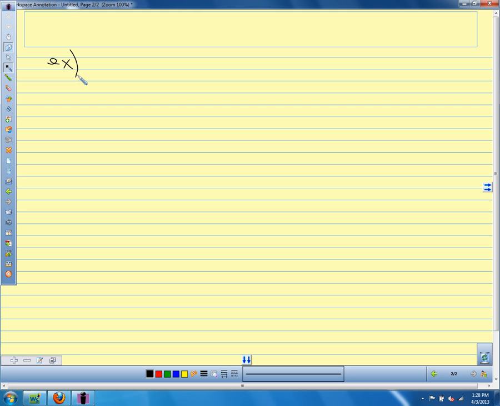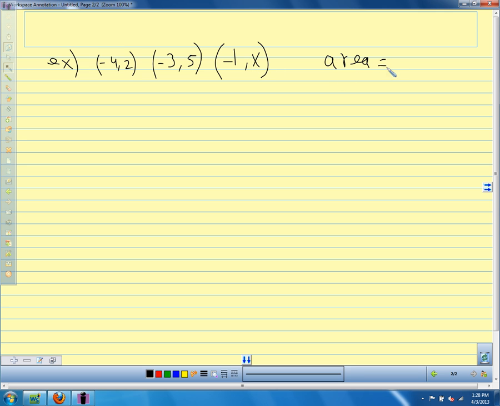It said that we have a triangle with these vertices: (-4, 2), (-3, 5), and (-1, x). We don't know the coordinate of that vertex. And it says the area of this triangle was 4 square units. And we want to find x.